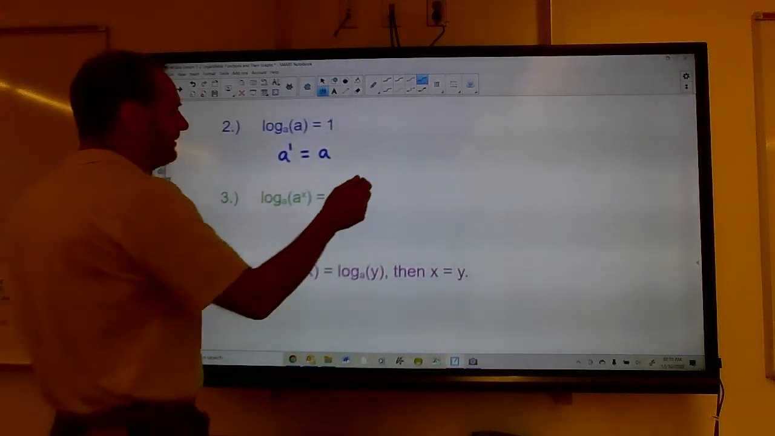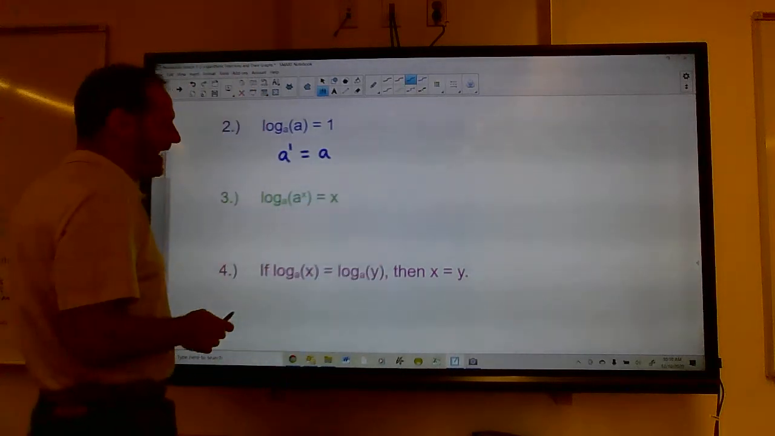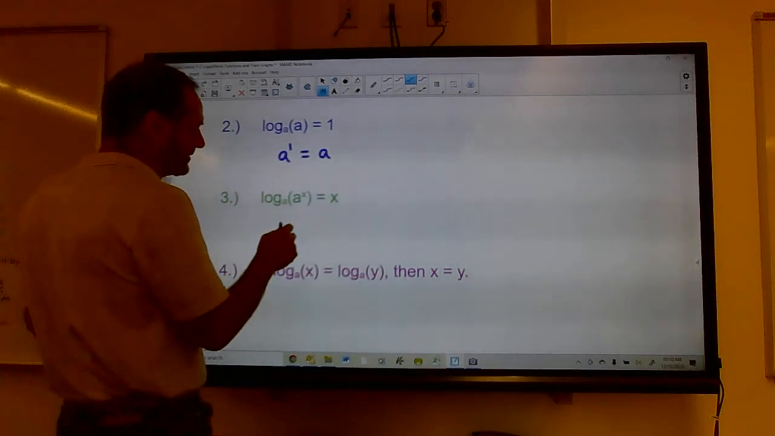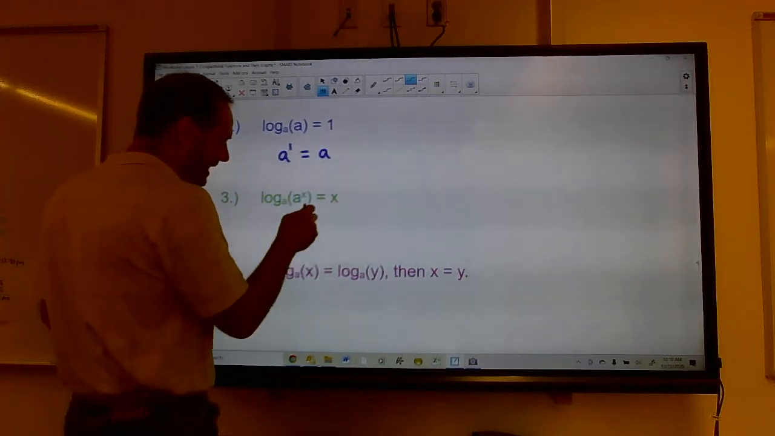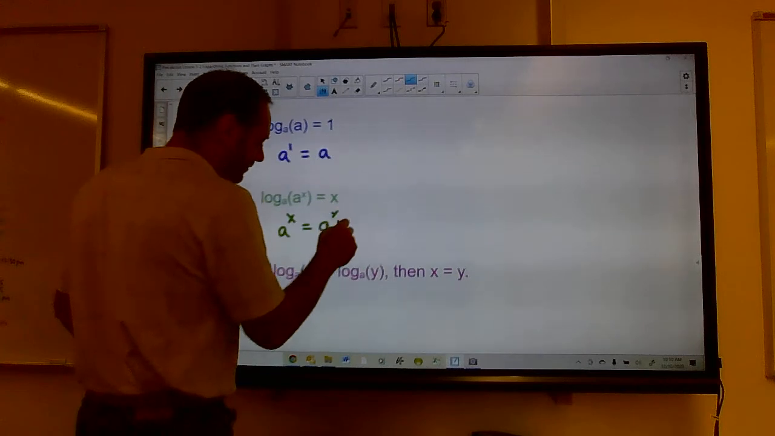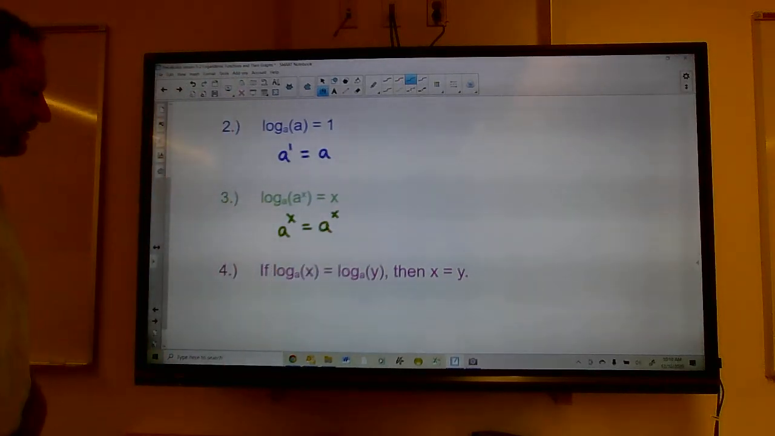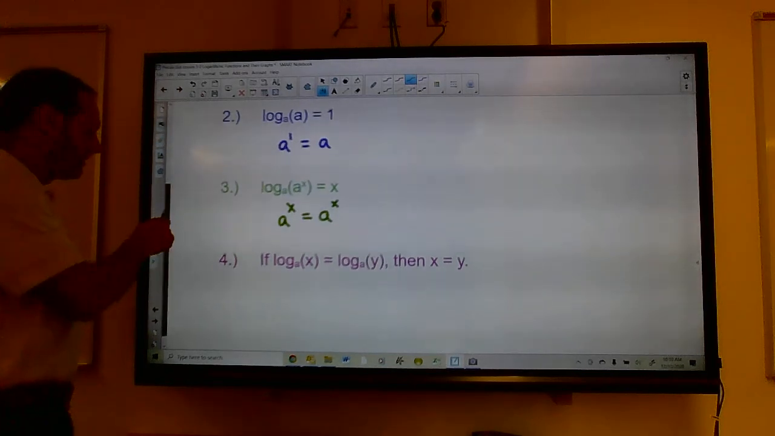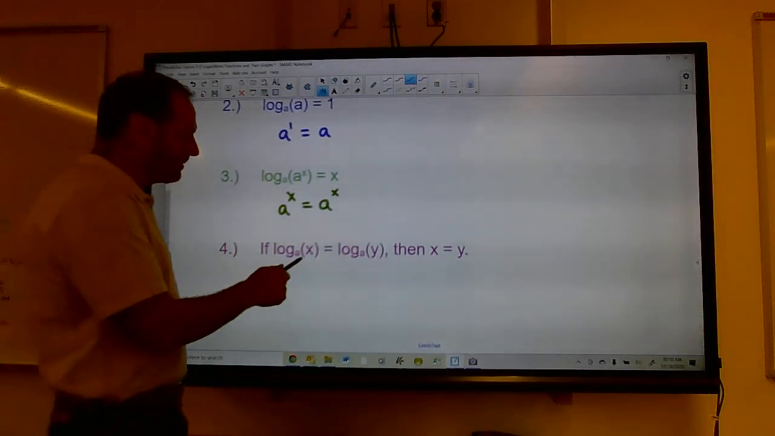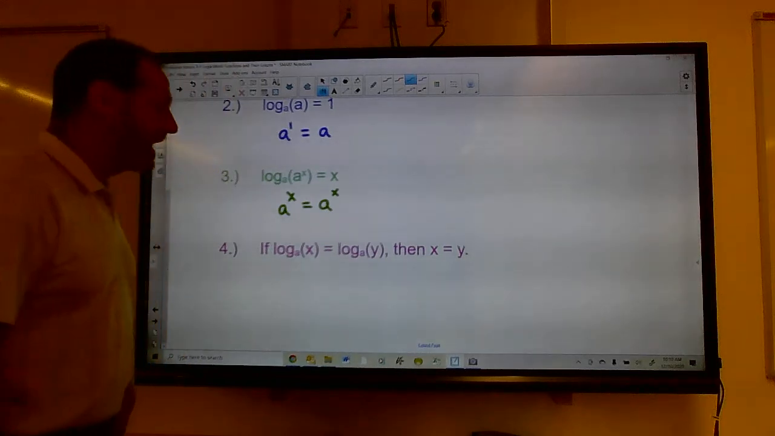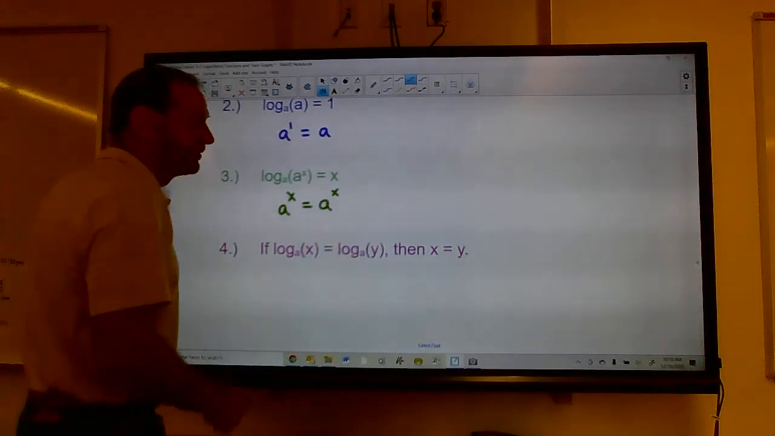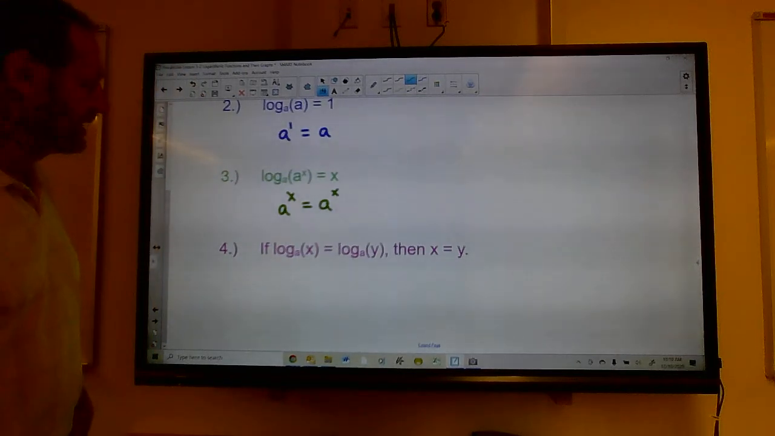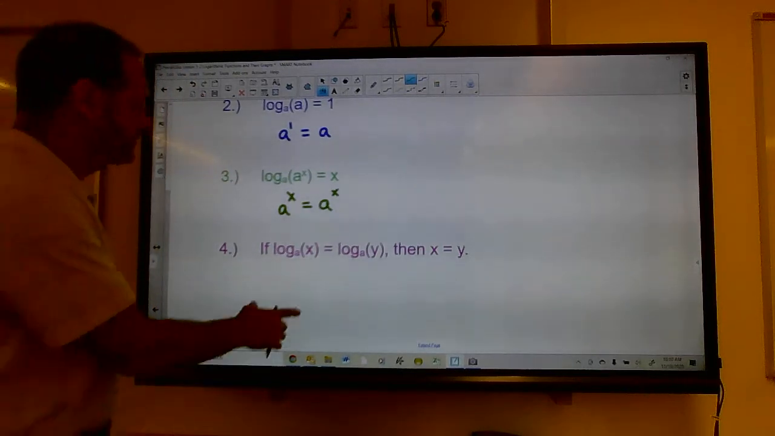The log base a of a to the x is x, okay? So if I rewrite this as an exponential, here's my base, here's my exponent, that equals this number right there, and, of course, a to the x equals a to the x. And then finally, if the log base a of x equals the log base a of y, then x has to equal y because, well, I'm doing the same thing to both of them. So it has to be the same number if these two things are equal.